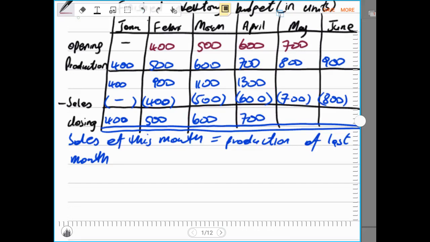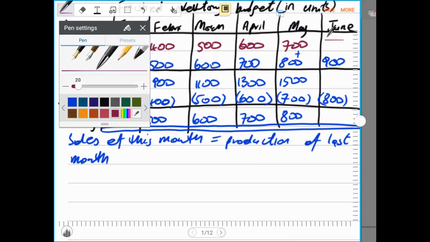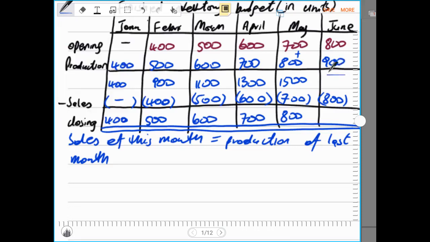So now we have recorded that opening balance. Then 700 plus 800 will give us 1500, and we less 700, it gives us 800. And 800 becomes an opening balance in the next month, which is the month of June. Then we say 800 plus 900 will give us 1,700. Less 800, then it will give us 900 as the closing units. So now this one is complete, is done, and it is dusted. So now we can continue to the next budget.